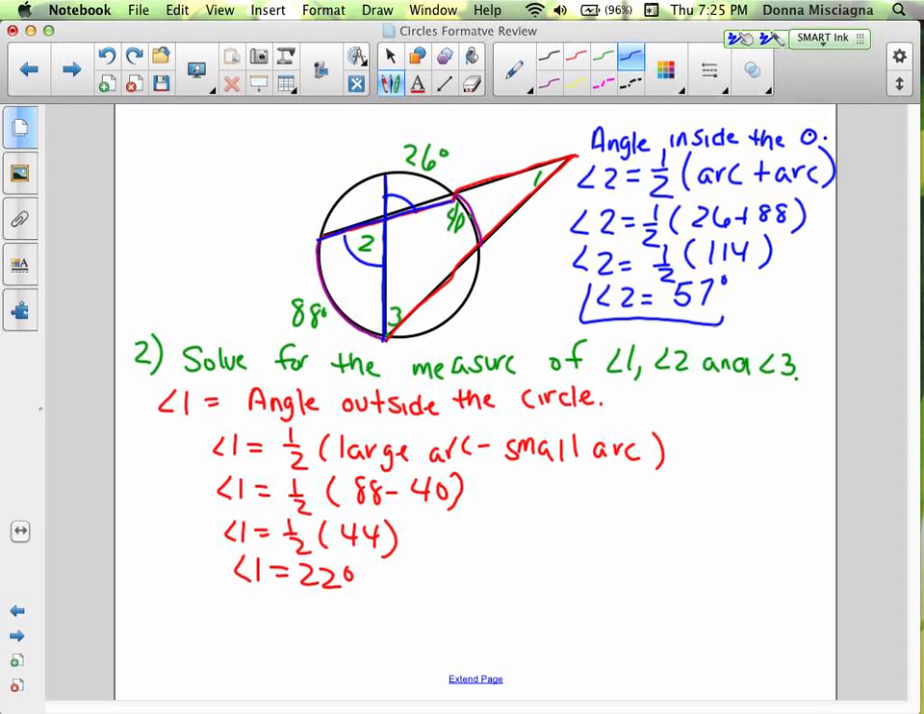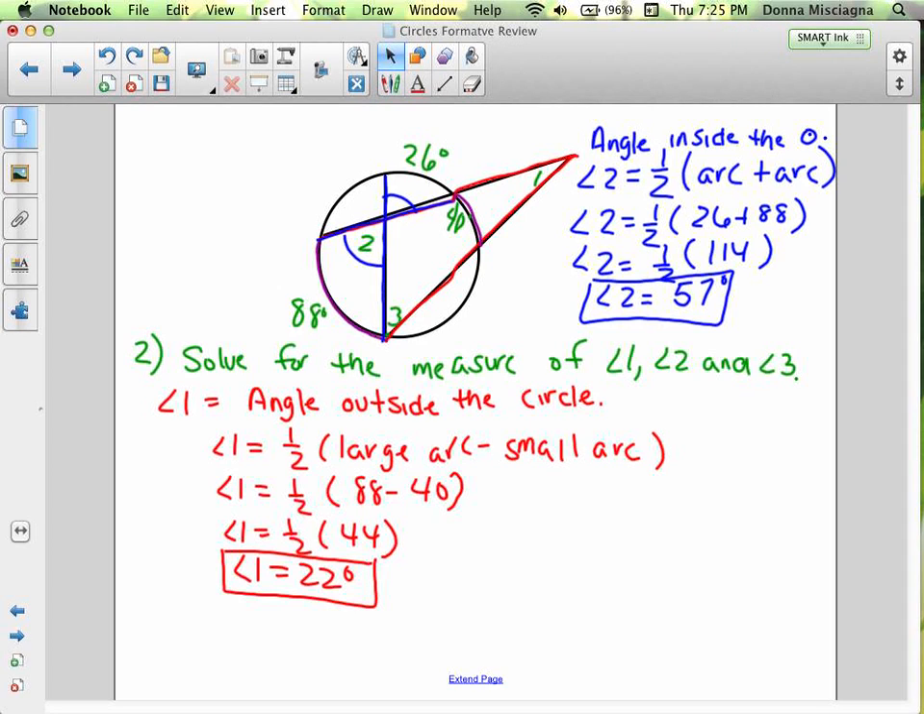So we found angle 2. We took the average of the arcs. We found angle 1. We took the difference of the arcs, right, because it's outside the circle, large arc minus small arc. We have one more to do, right, and I could really use another color. I guess I'll use green. All right, we have angle 3.